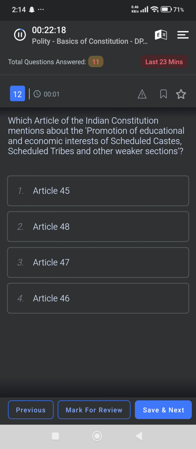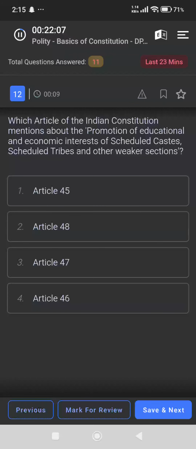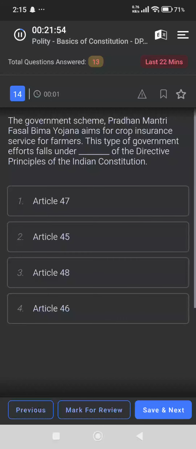Which article of the Indian Constitution mentions the promotion of educational and economic interest of scheduled castes, scheduled tribes and weaker sections? Article 46. Article 49: protection of monuments and places and objects of national importance. The government scheme Pradhan Mantri Fasal Bima Yojana aims for crop insurance service for farmers. This type of government effort falls under Article 48 of DPSP.